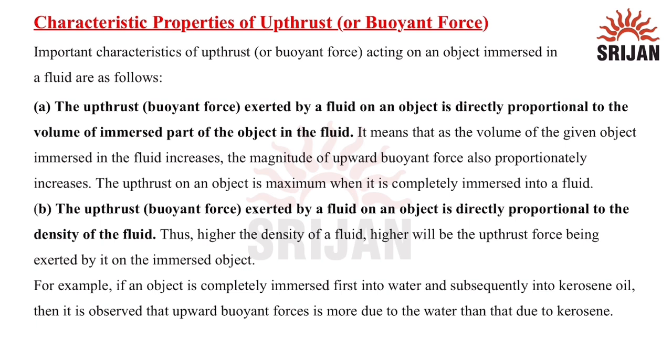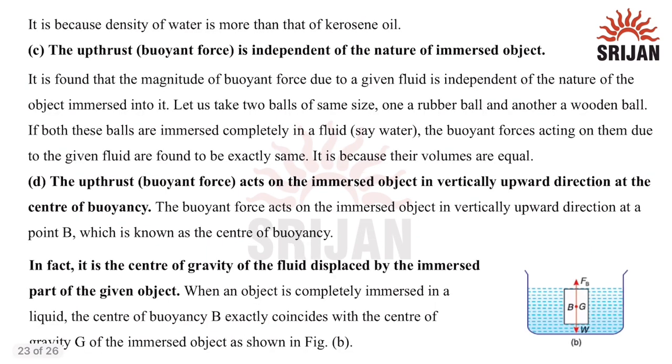For example, if an object is completely immersed first into water and subsequently into kerosene oil, it is observed that the upward buoyant force is more due to water than due to kerosene. It is because the density of water is more than the density of kerosene oil. Third, the upthrust or buoyant force is independent of the nature of the object immersed, which means that the magnitude of buoyant force due to a given fluid is independent of the nature of the object immersed in it.